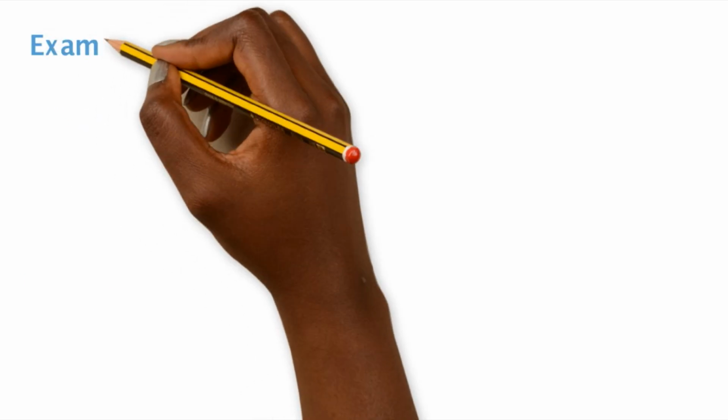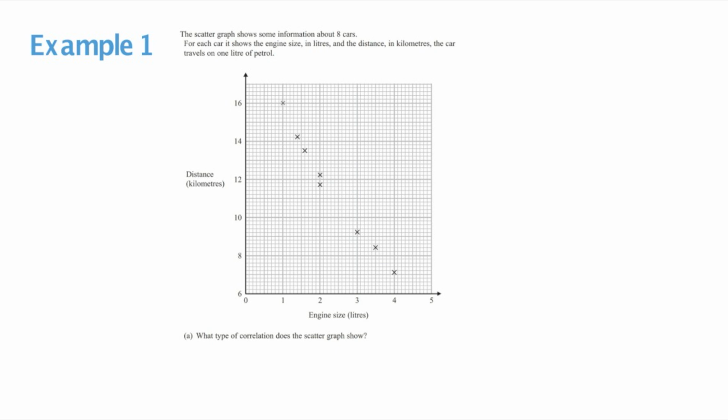So we're just going to have a look at some examples of exam questions. So this is a typical scatter graph exam question, and it's asking what type of correlation is shown. Because all the points are going downwards, I would say this is a negative correlation. That's your 1 mark done.